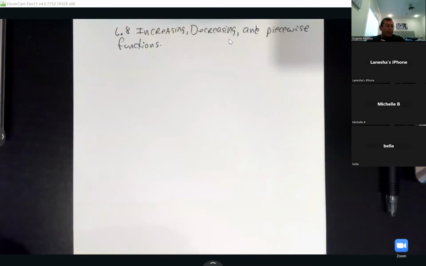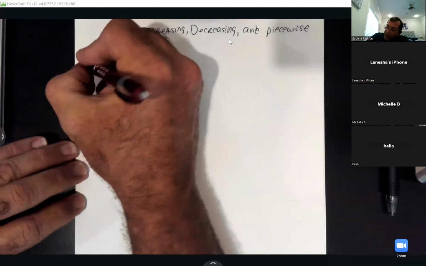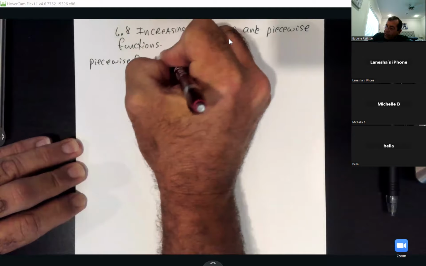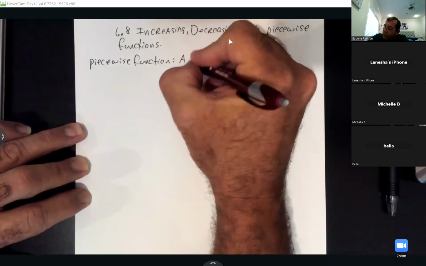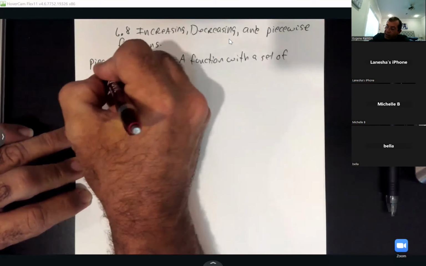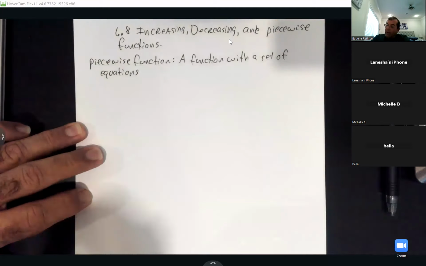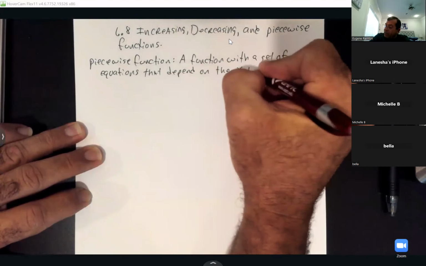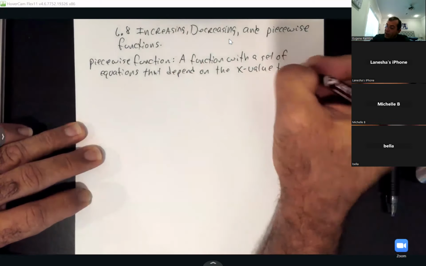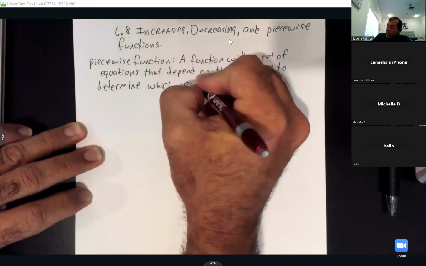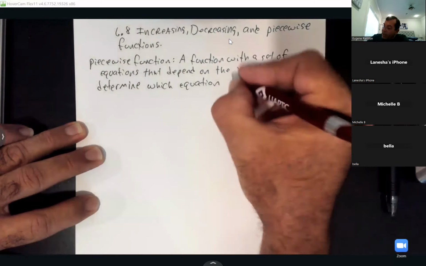All right, okay. So they start out with the piecewise functions, sort of describing what they are. And then we'll get into the increasing and decreasing. So a piecewise function, y'all, is a function with a set of equations that depend on the x value to determine which equation we use to evaluate the function.